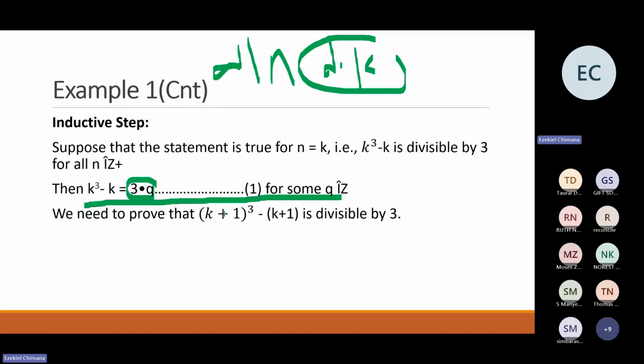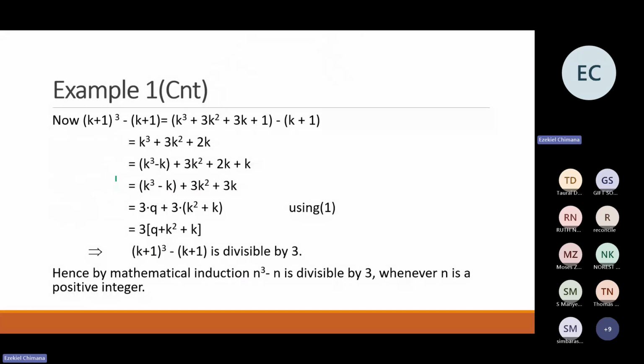So this must also be true: k plus 1 cubed minus k plus 1 is divisible by 3. So how do you prove that? Now that we have this side, k plus 1 cubed minus k plus 1, you need to prove that it is divisible by 3. So how do you do that? Let's expand it. If you expand this, you get k cubed plus 3k squared plus 3k plus 1.